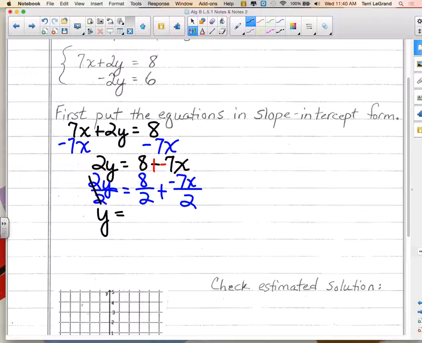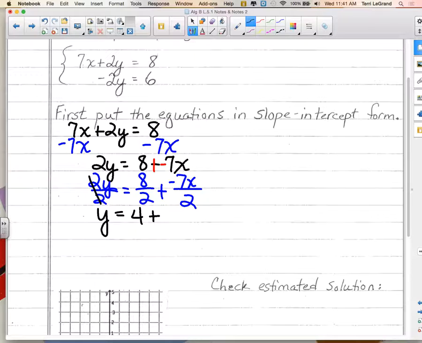8 divided by 2 is 4. Negative 7x divided by 2. Negative 3.5x. Okay, now would that be a useful way for us to write it? I am not disagreeing with you that negative 7 divided by 2 is negative 3.5. But is that a useful way to write it? You know what? Yeah, instead of changing it to its mixed number name, we want to leave it as an improper fraction.